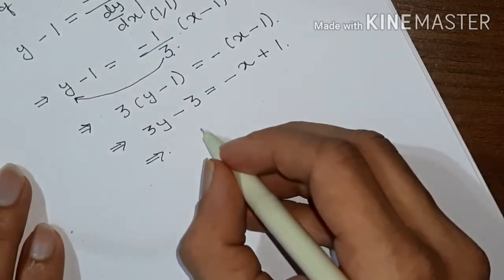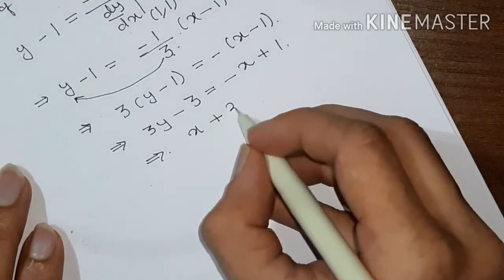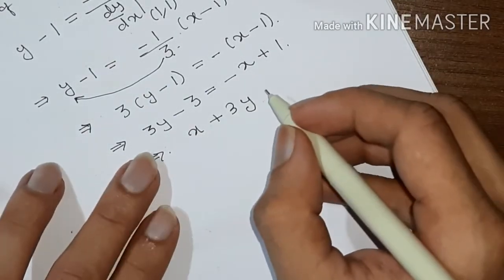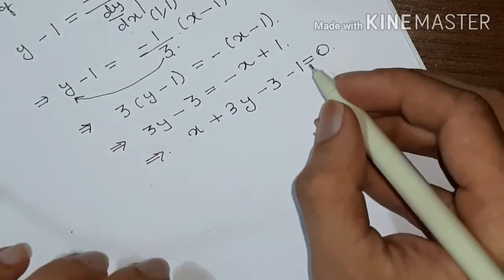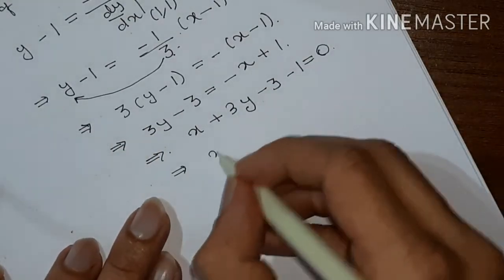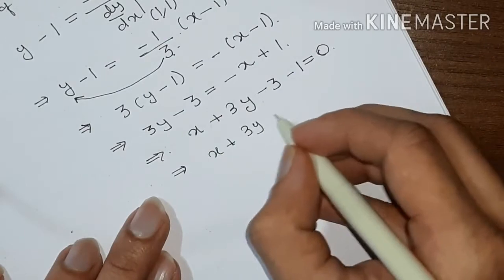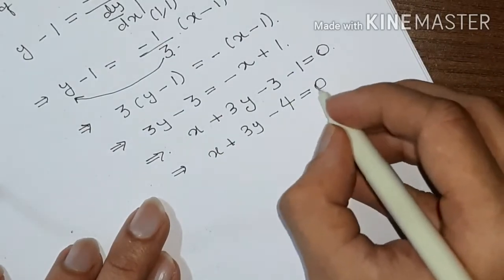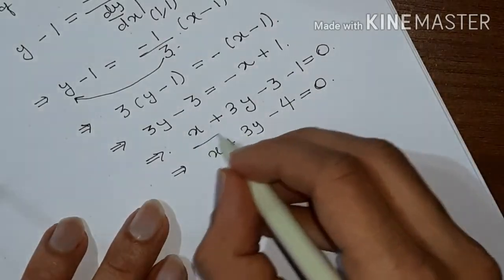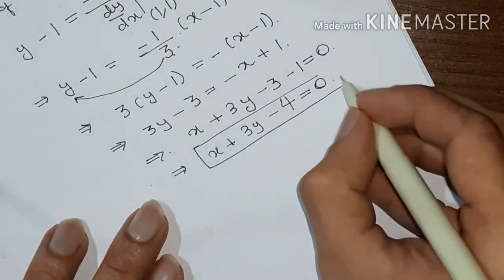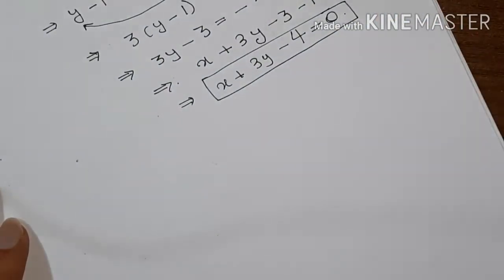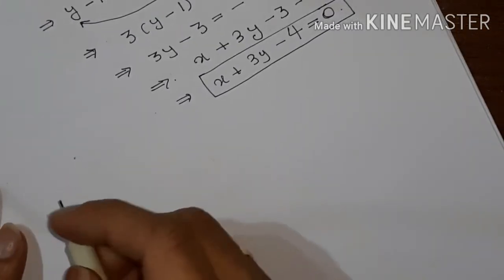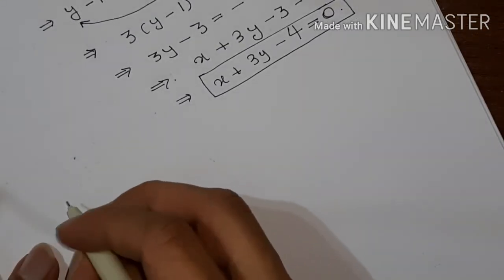So if I rearrange this properly, I will get x plus 3y, right, minus 3 minus 1 equal to 0. So that is nothing but x plus 3y minus 4 equal to 0. Okay, so this is the required equation of the normal. Okay, so that was the third problem.